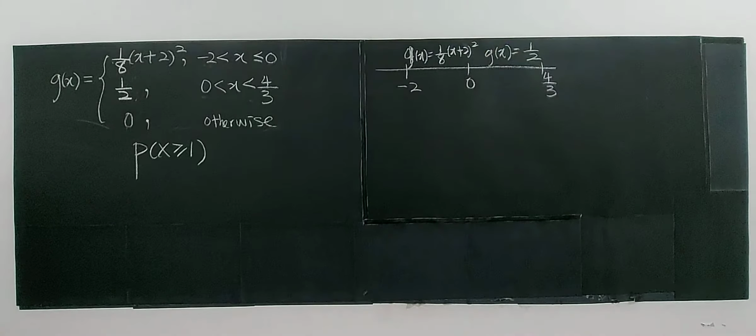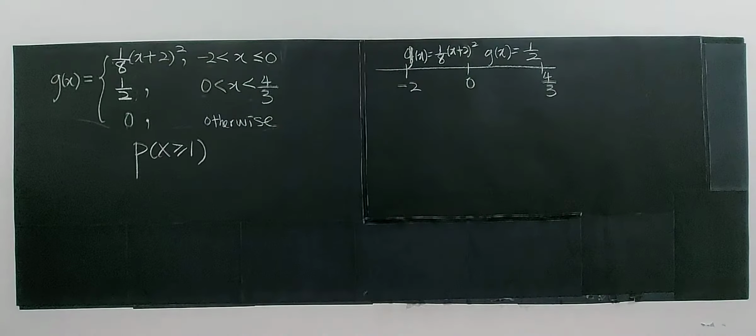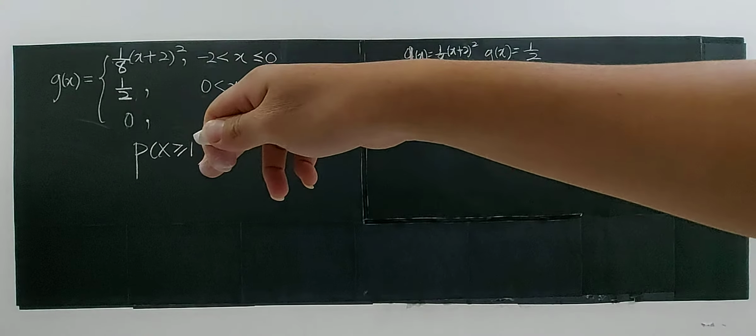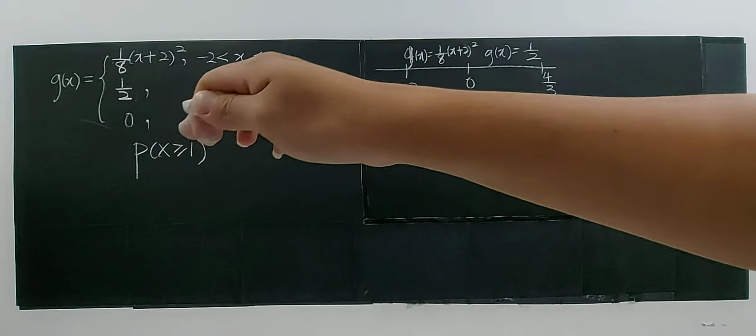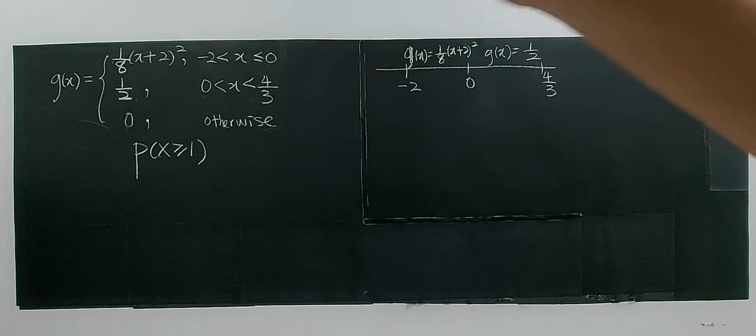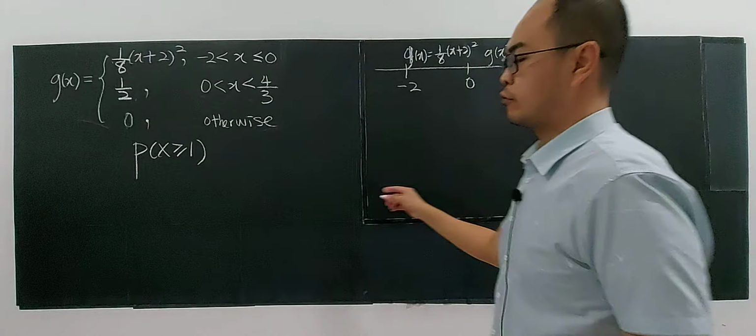Alright, okay, let's move on. If the question asks us to find the probability of x greater than or equal to 1, either x greater than or equal to 1, or x greater than 1 without the equal, it's the same. The technique is the same, alright? So you have to identify 1.